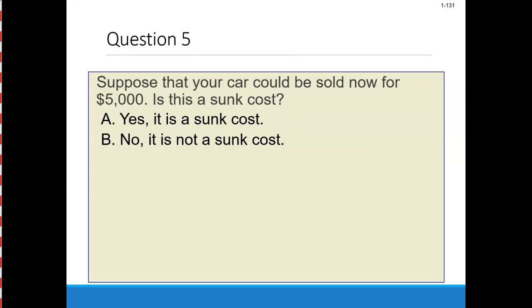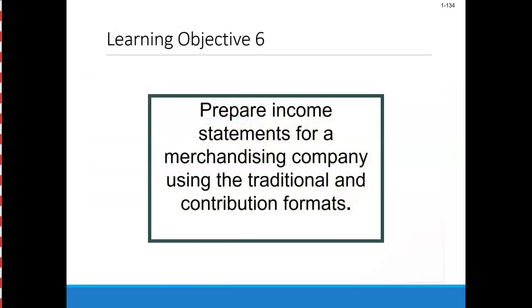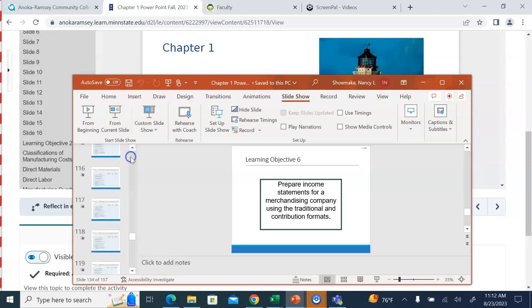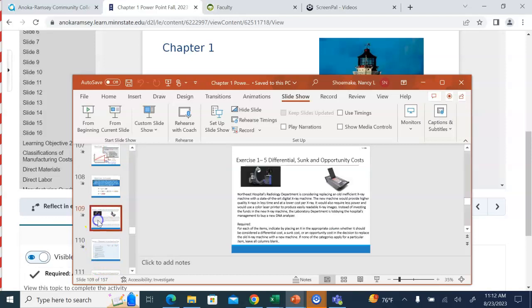Suppose that your car could be sold now for $5,000. Is that a sunk cost? No. Sunk costs are costs that have already happened, right? Let's go back to this one here.